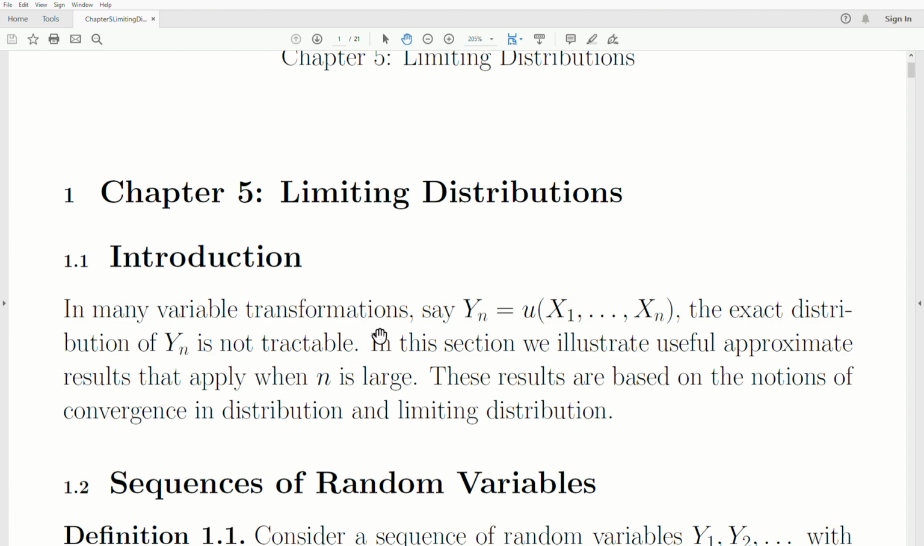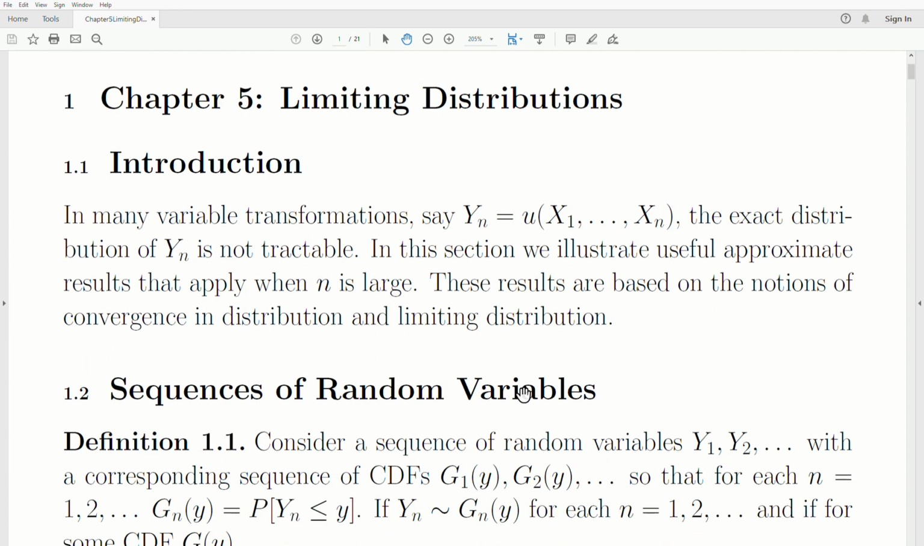In many variable transformations, say Y_n, which is a function of n random variables, the exact distribution of Y_n is not tractable. Not tractable means there's not a nice mathematical formula or solution for this transformation. So in this section, we'll illustrate useful results that apply when n is large. These results are based on notions of convergence in distribution and limiting distribution.